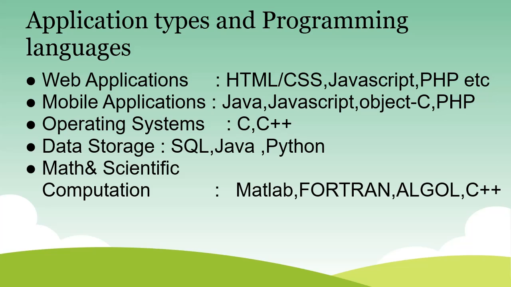For example, for web applications, we mostly use HTML, CSS, JavaScript, PHP, etc. And for developing mobile applications, we commonly use Java, JavaScript, Objective-C, PHP, and many more. And for the operating systems, the most commonly used programming language is C, and C++ is also used. And for data storage, we use SQL, Java, Python, etc. And for math and scientific computation type of applications, we mostly use MATLAB, Fortran, Algol, C++, etc. So this is all about the application types and programming languages.